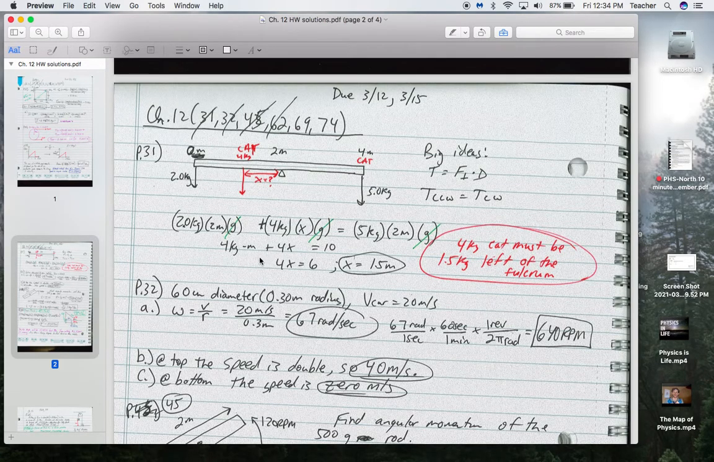So I have one unknown. When I solve for that, that gets me 1.5 meters. Remember, that measurement is always from the fulcrum, so that cat would be 1.5 meters to the left of the fulcrum, so pretty close to the food dish.